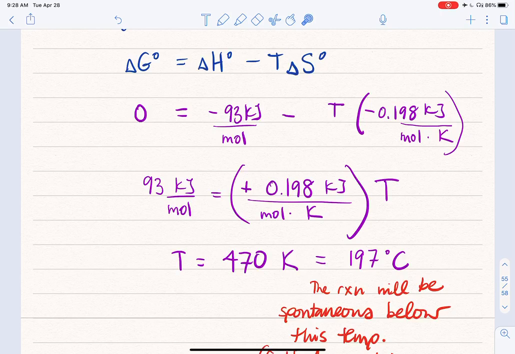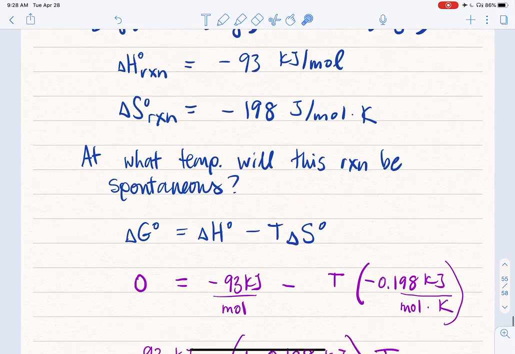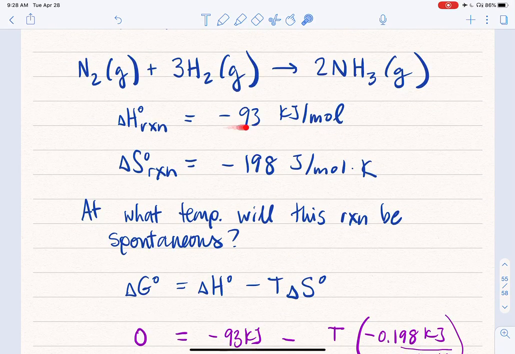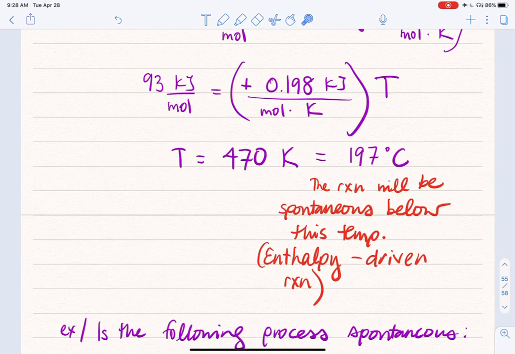Now we have to remember that this is a reaction that is going to be spontaneous at low temperature. It's an enthalpy-driven reaction because enthalpy is the negative term. That means that the reaction will be spontaneous below this temperature, not above it, but below it, because it's an enthalpy-driven reaction.